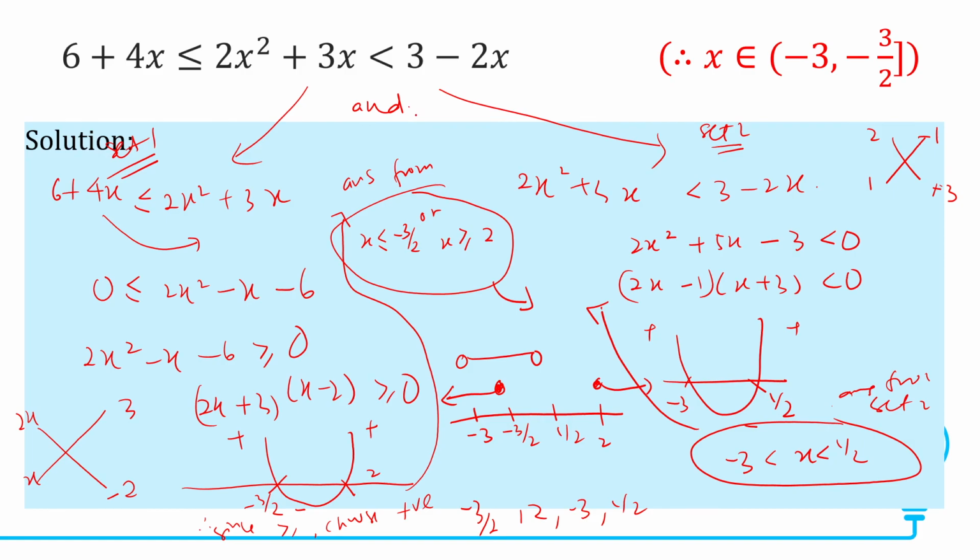Because our connector is an and, this is the only place where they intersect. Both of them share the same part, two lines having the same thing. So my answer is negative 3, this one is open, but the top here is solid. That's why I have negative 3 less than x less than or equal to negative 3 over 2. Or you can write it in this form also.